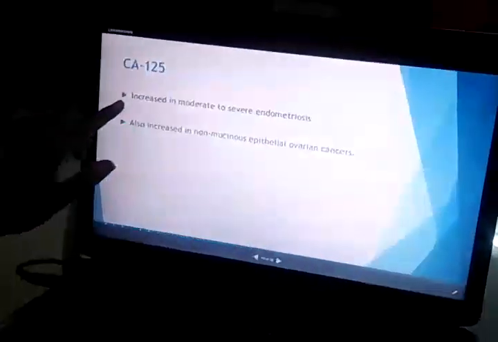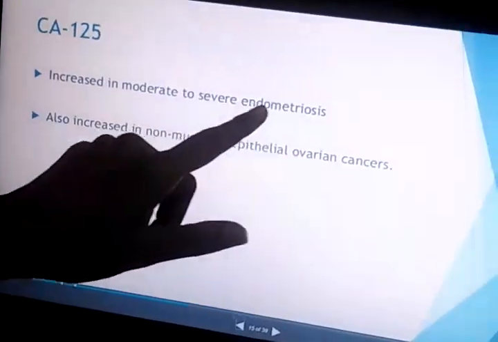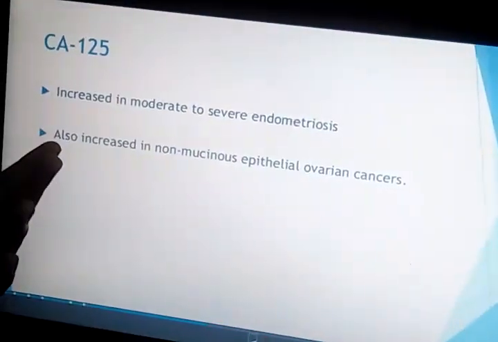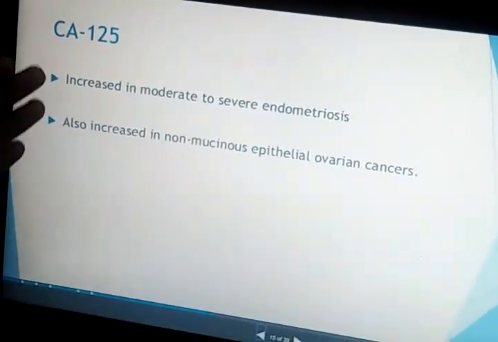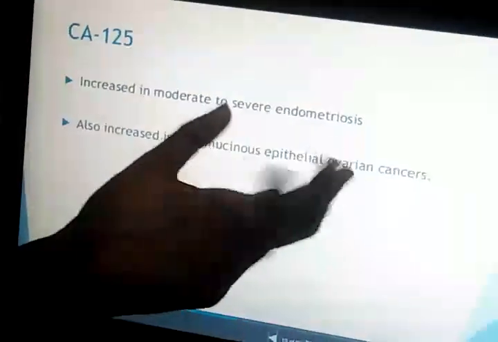Then CA125 is increased in moderate to severe endometriosis, and also in non-mucinous epithelial ovarian cancer. So if it is raised, it indicates there may be severe endometriosis or non-mucinous epithelial ovarian cancer.